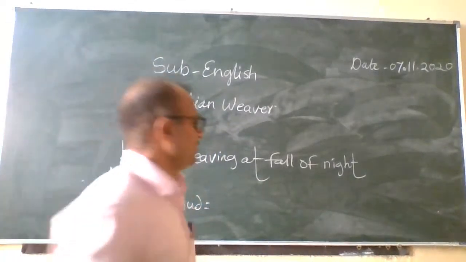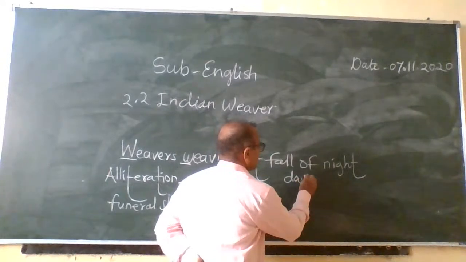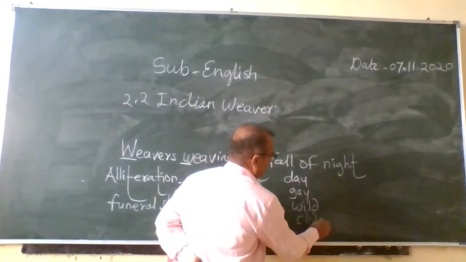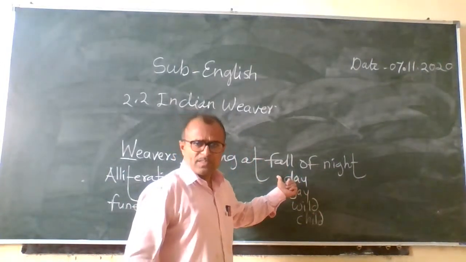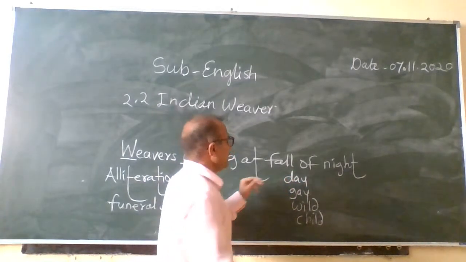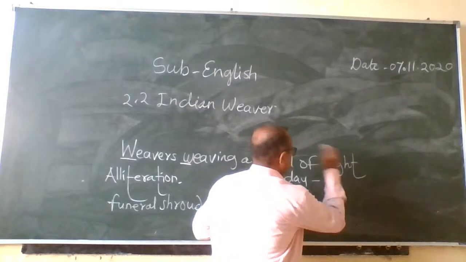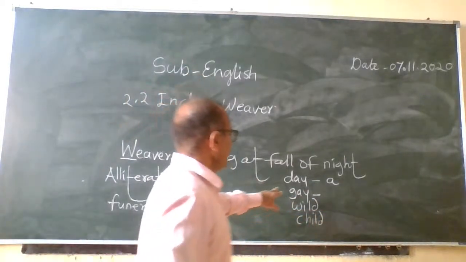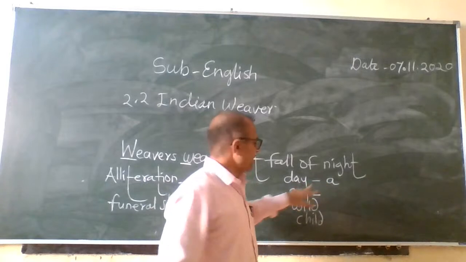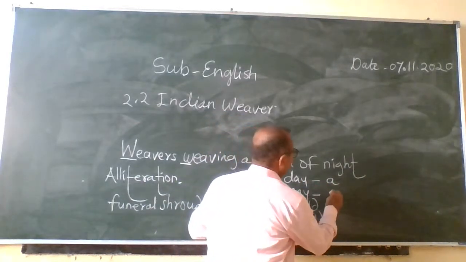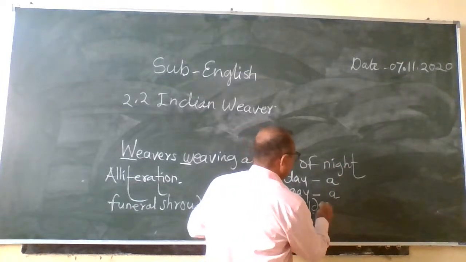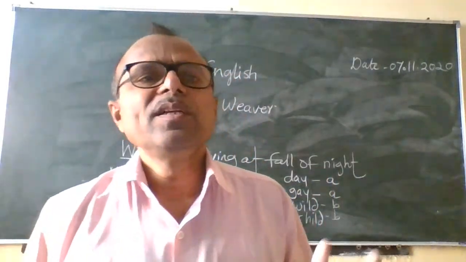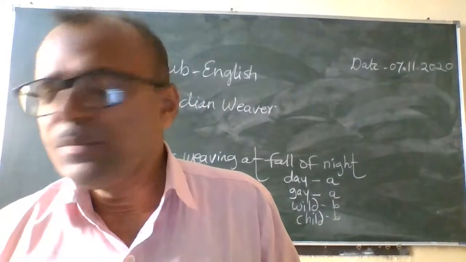Day, gay, white, child. So these are the ending words of the lines from the first stanza. So day, gay. How is the rhyming scheme made? For the first word, we must indicate A. Then here is some kind of similarity, so it is also A. Then it is different, so it is B. B, B. A, A, B, B. So this is the rhyming scheme.